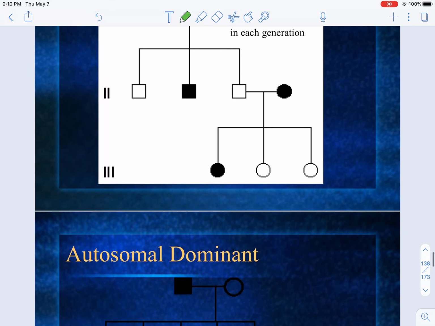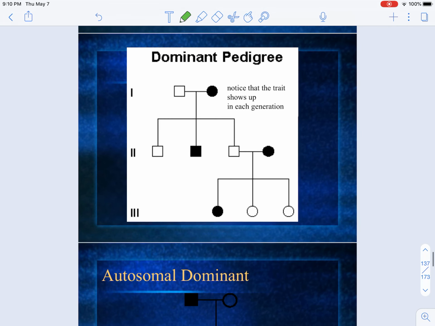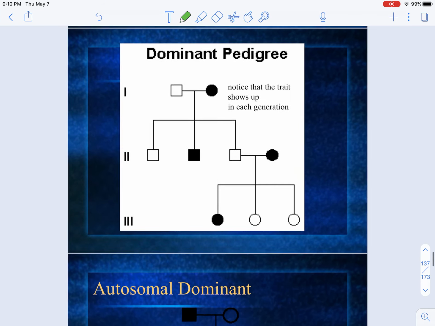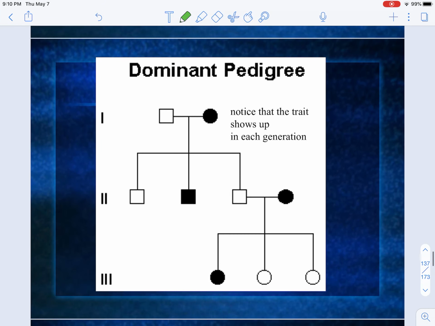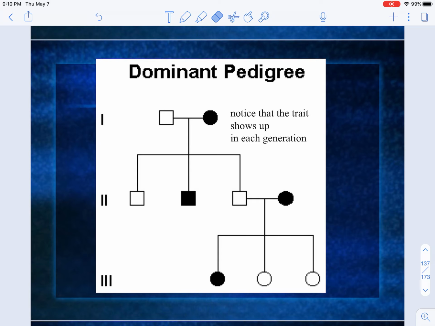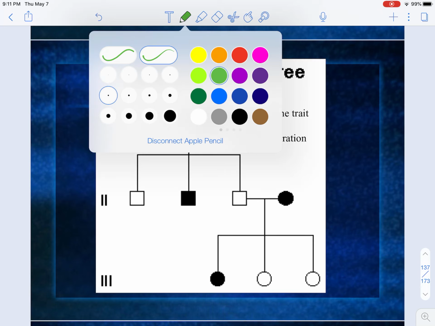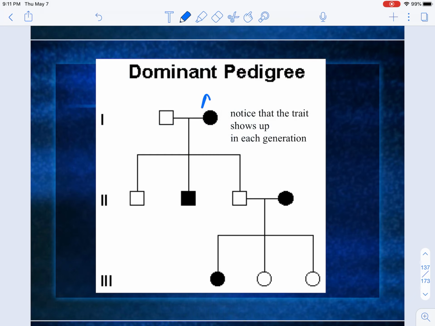But I'm going to go on to just show you how we read the pedigree when you see that every generation has some dominant individuals, and there's some boys and there's some girls. So for those reasons, we can assume that the shaded ones then are dominant. So we're going to actually write in dominant for all the shaded ones.